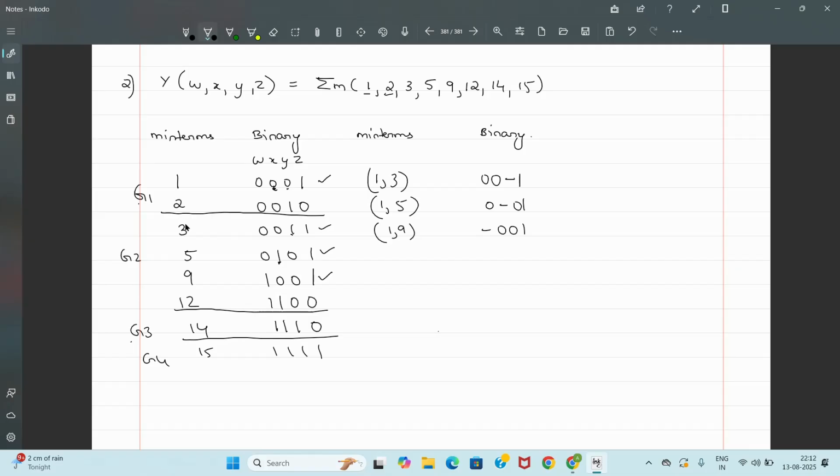Next, I have to take 2 and compare it with all the numbers. So 2 and 3 group is possible. I'll combine them.